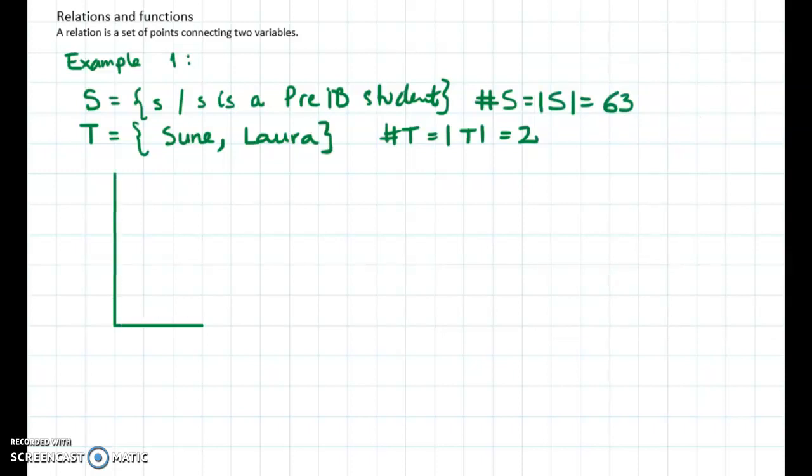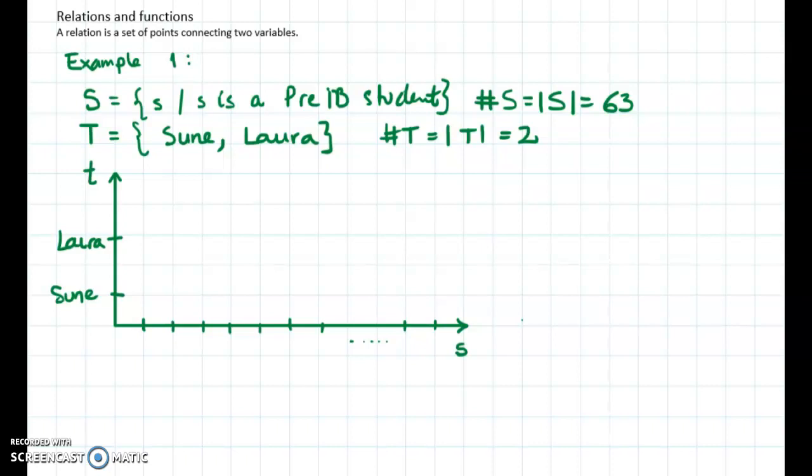So I'm going to use a set of axes. I'm going to sketch the S values in the horizontal axis and the T values in the vertical one. So I will start by the vertical because it's shorter. So we have Sune and Laura. And then here in the horizontal S, we have really a lot of points over here. We have 63 of them. I'm not drawing all of them, to symbolize that there are many. And I'm not going to write the names of the 63 pre-IB students from our school.